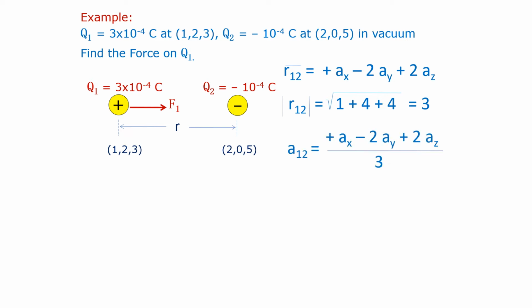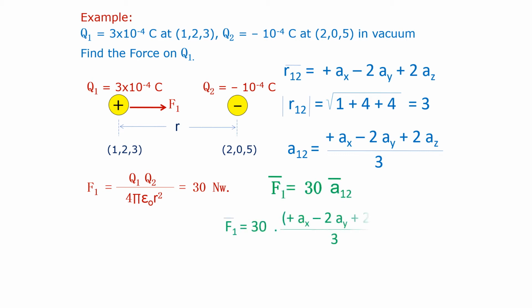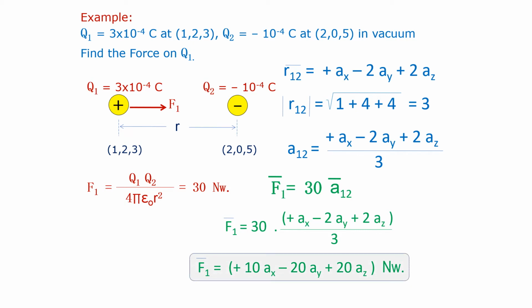The unit vector from 1 to 2 is given by the distance vector R12 divided by the magnitude. By applying Coulomb's law, the magnitude of F1 will come as 30 newtons. The vector F1 is 30 A12 bar. If you substitute and then further simplify it, you will get the answer for F1 vector as 10 AX minus 20 AY plus 20 AZ newtons.